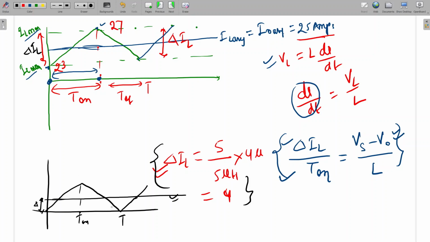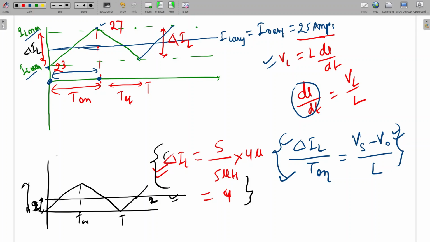Let's say this average current is 2 ampere. Then we can say that this delta IL is 4, from here to here it is 4, and delta IL by 2 is 2. So if the load current is 2 ampere, this will work at the boundary of continuous and discontinuous conduction. If the average current itself is too high, meaning 25 ampere, then 25 ampere plus ripple will go to 27 and 23. Is it clear?